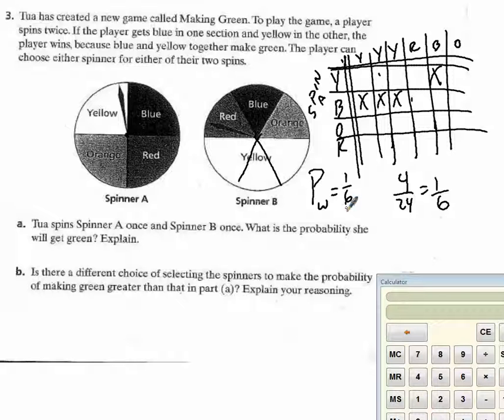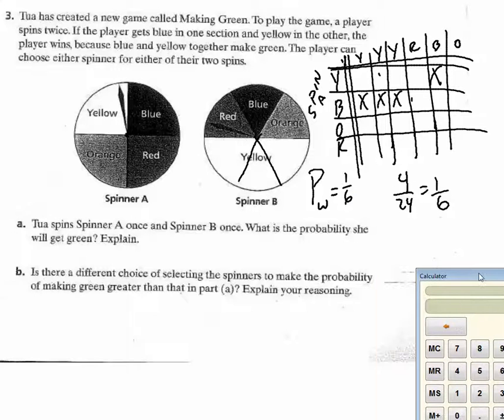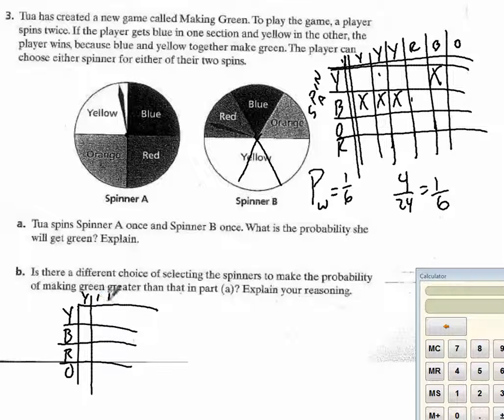Is there a different way to do this? Well, I could do A twice, right? So if I do A twice, I would have yellow, blue, red, and orange. And then my second spinner would also be yellow, blue, red, and orange. Winner, winner, and that's about it. So that's 2 out of 16. That is not better. 1/6 is better than 1/8.